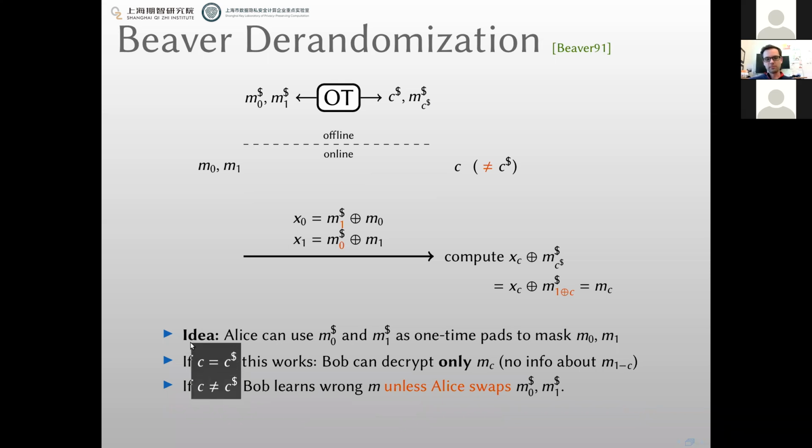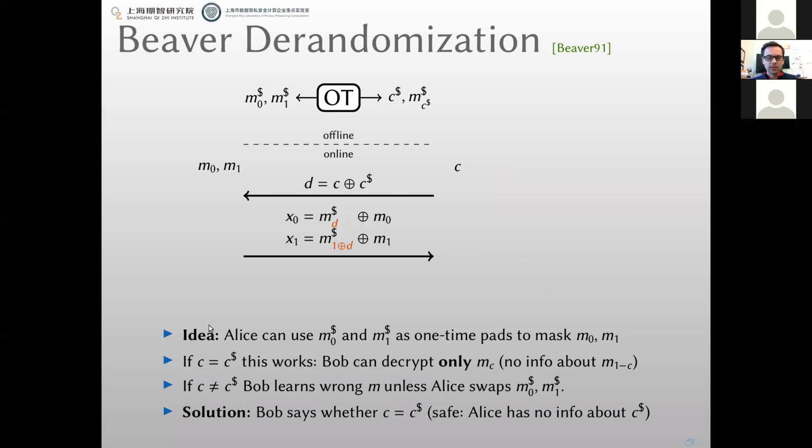And actually, what does it mean to reveal whether these two values are equal? It's the same thing as revealing their XOR. Their XOR is 0 if the things are equal, and it's 1 if the bits are opposite. So let's have Bob reveal whether C equals C random. Since C random was chosen uniformly at random, this message does not leak anything about his actual choice bit C.